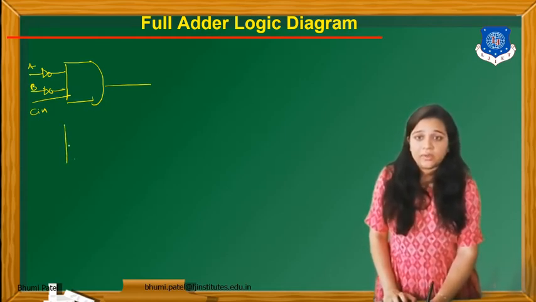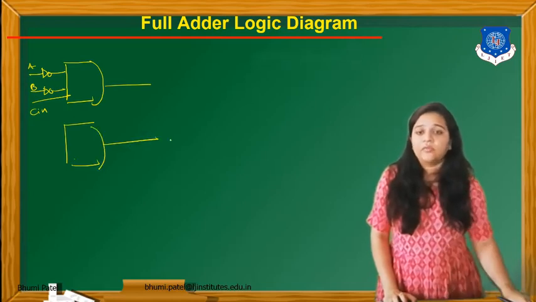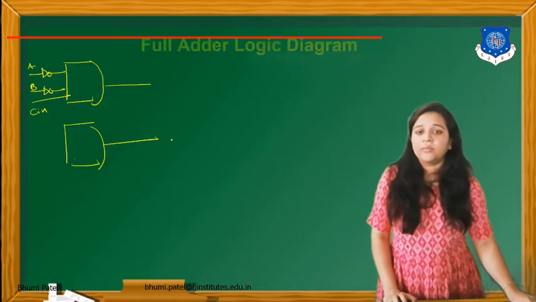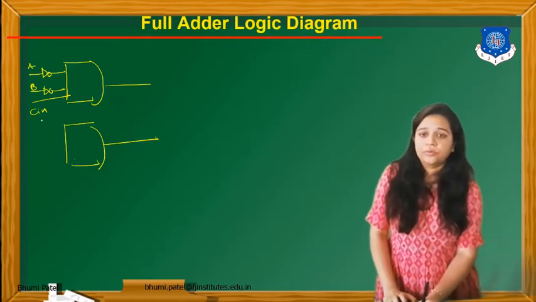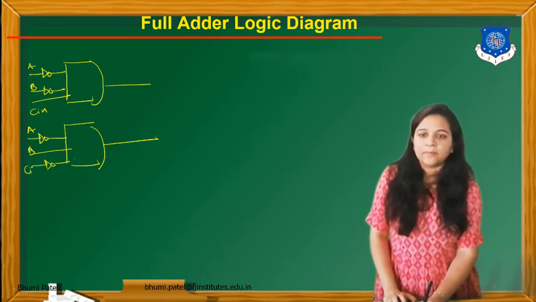So the second one is AND gate, and what is the input of the AND gate? A bar B C in bar. So A bar, B and C in bar. So we can get A B C in.